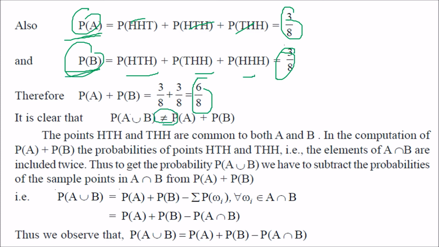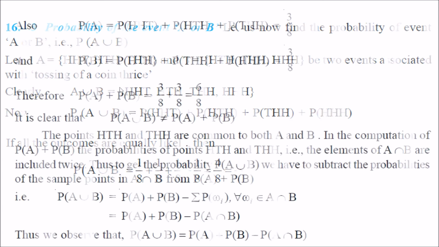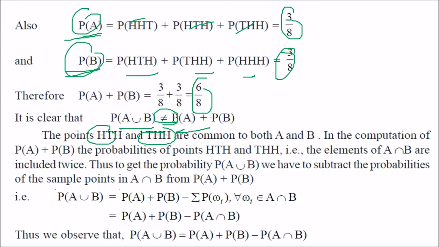This is not equal. This is not always the case. I'll tell you when this case holds, but you must remember that this is not equal. Why? Because we have these two common elements also. If you take the intersection of these two, you will get values in common, like this HTH and this THH, both are common. So the intersection is there, and you are actually adding these twice.